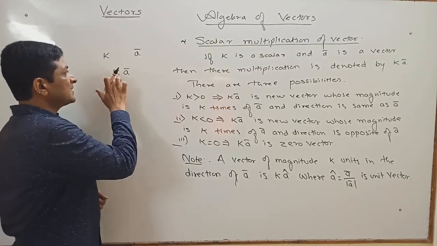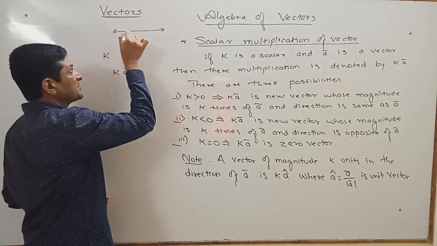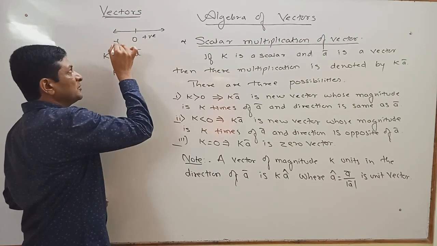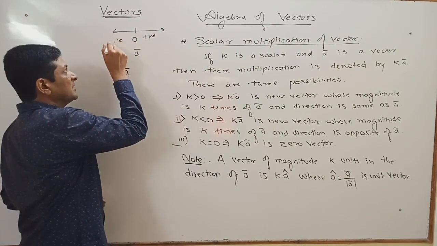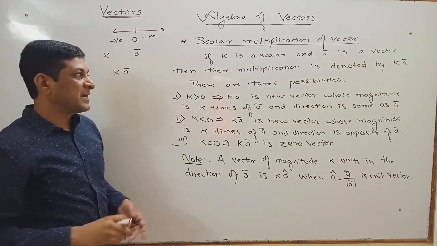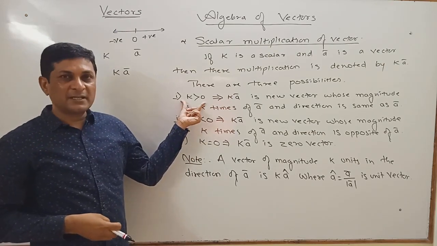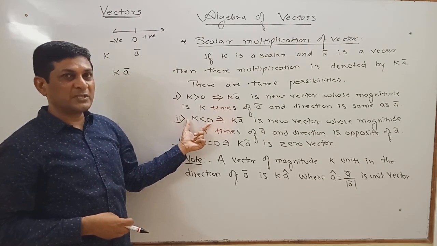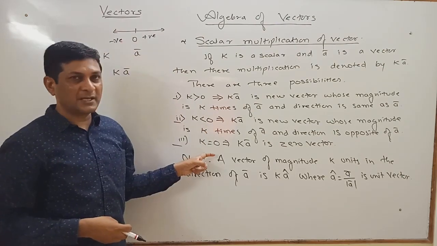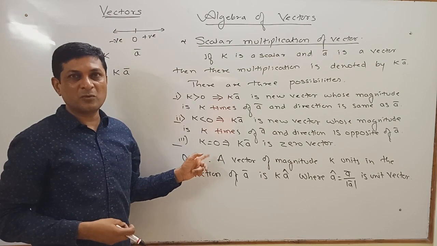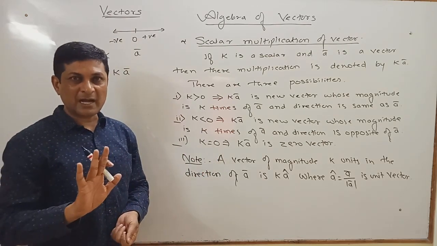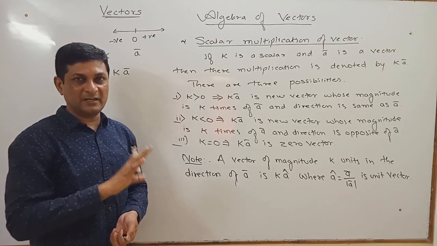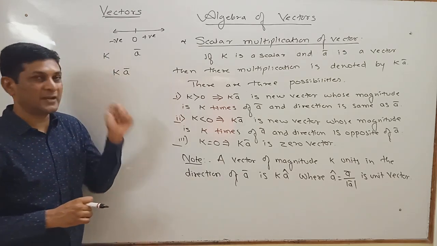Now since k is a scalar, meaning a real number, there are three possibilities. Either this real number is positive, or negative, or 0. We are considering three cases: k greater than 0, meaning this real number is positive; or k less than 0, meaning this real number is negative; and the third case, that this real number is equal to 0. So hope that idea is clear, that k is a scalar. Scalar means real number, and by this real number we are multiplying a vector.